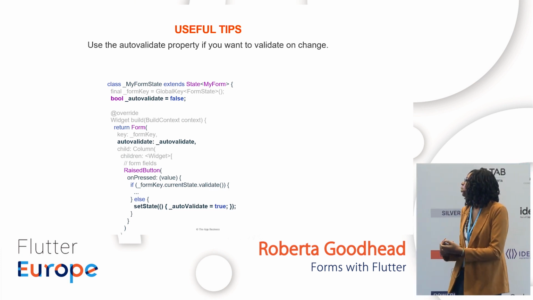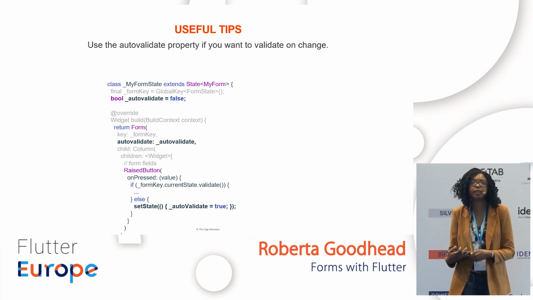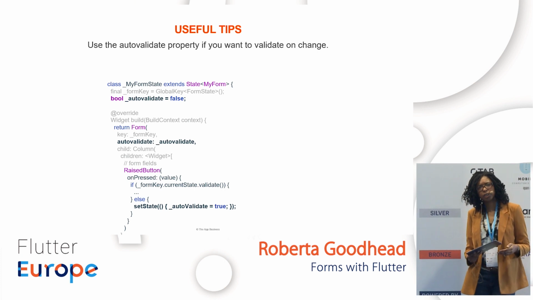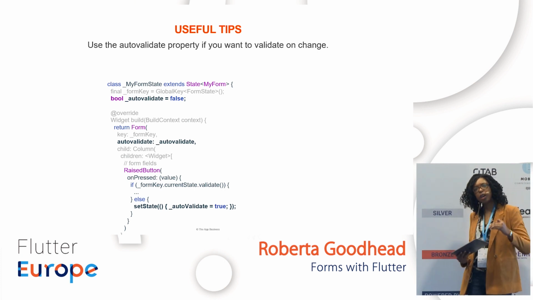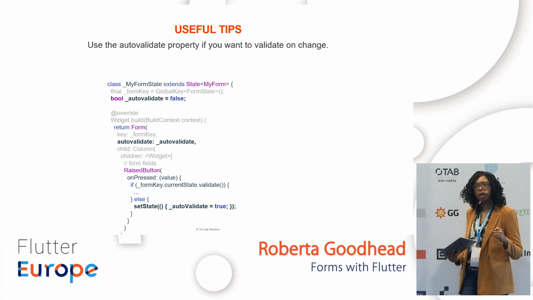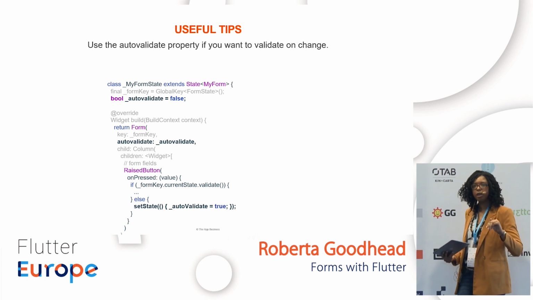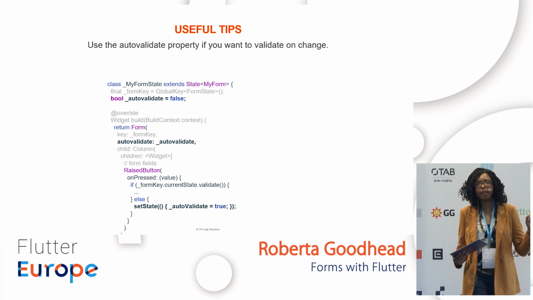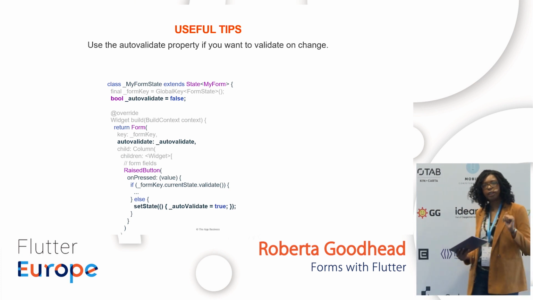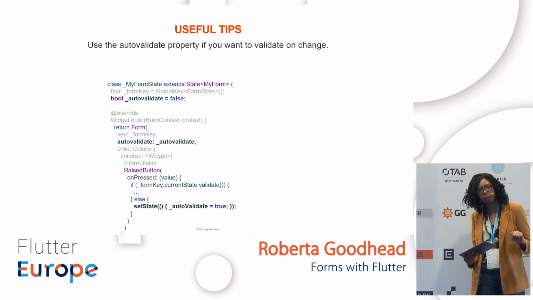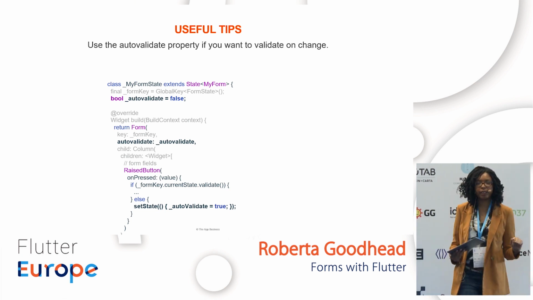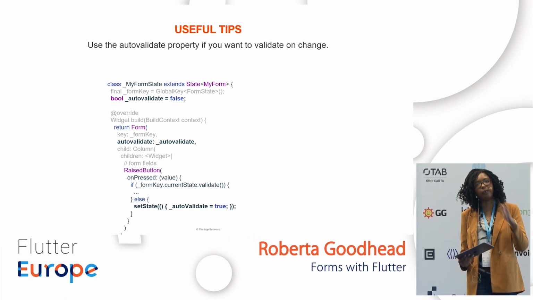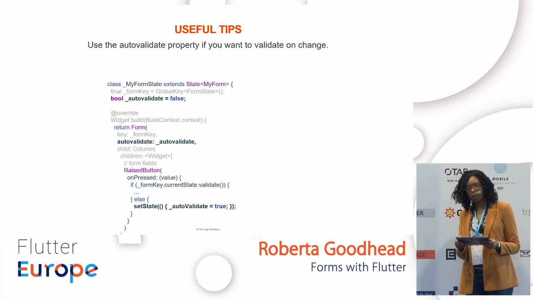Next up, use the auto-validate property if you want to validate on change. So a lot of the time, when you have a form, you want the validation to go away once you have resolved the issue. So what you can do is that once you press submit and validation fails for the first time, you can set auto-validate to true so that as soon as you correct your mistake, the error message goes away.